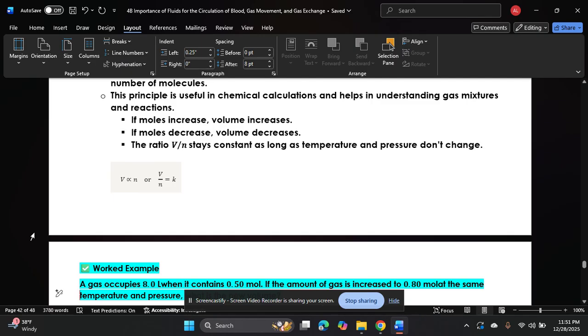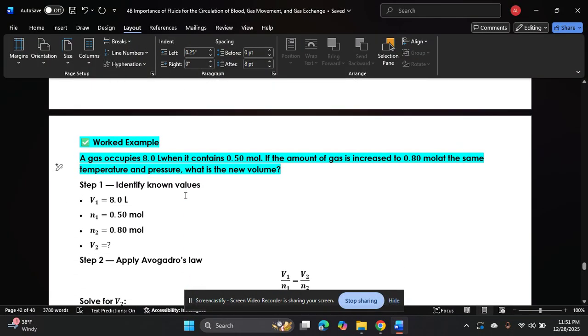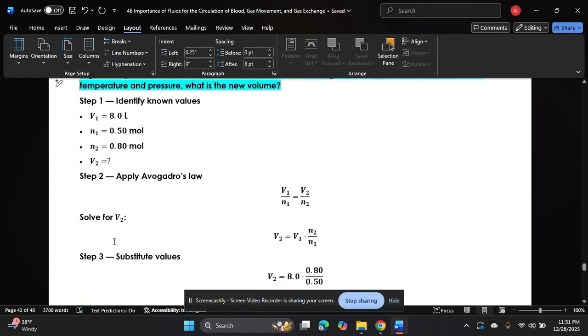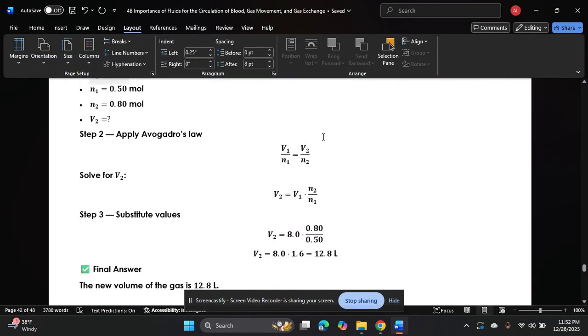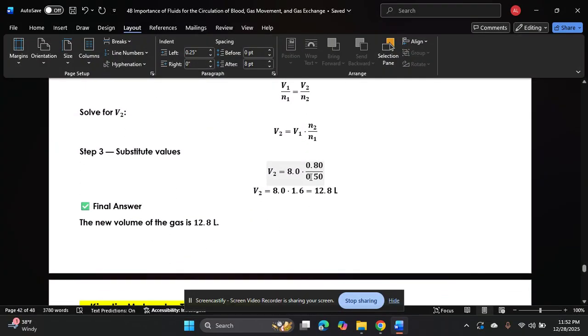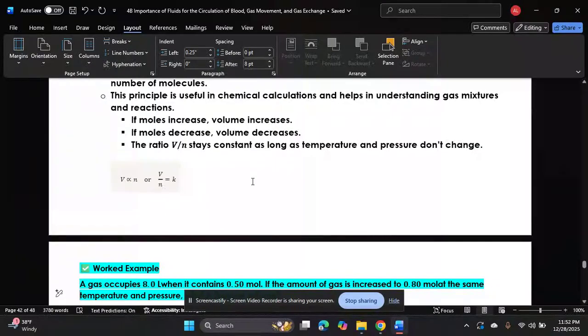A gas occupies 8.0 liters when it contains 0.50 moles. If the amount of gas is increased to 0.80 mole at the same temp and pressure, what is the new volume? So here we have to find the volume. V1 by n1 equals V2 by n2, right? Substitute values and we'll find V2, the second volume. Like it says, if moles increase, the volume is going to increase, and if moles decrease, the volume is going to decrease, right?